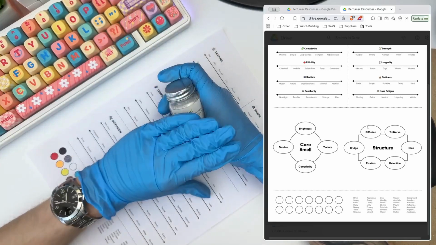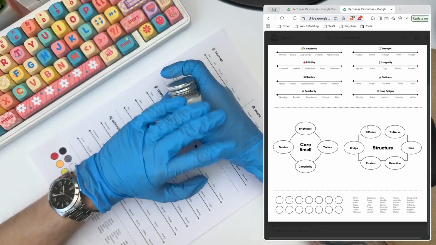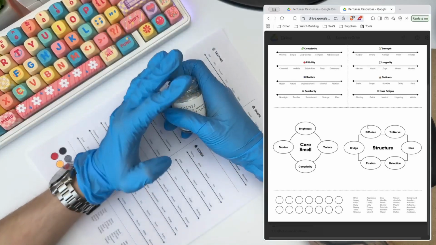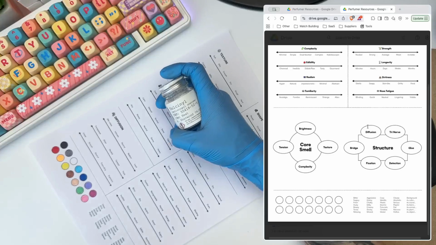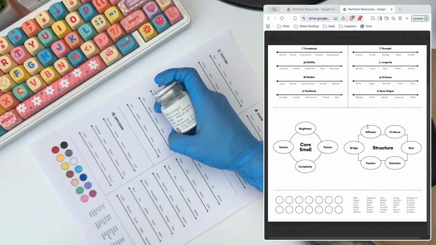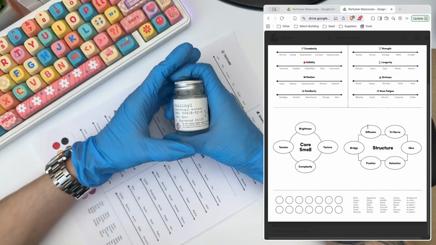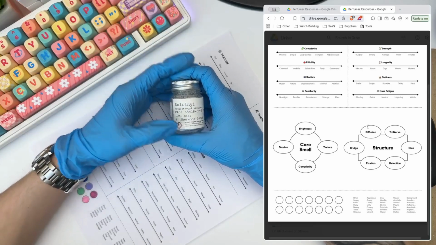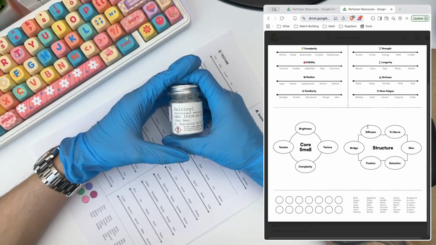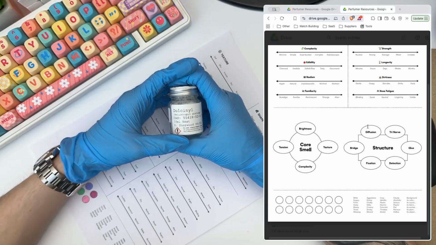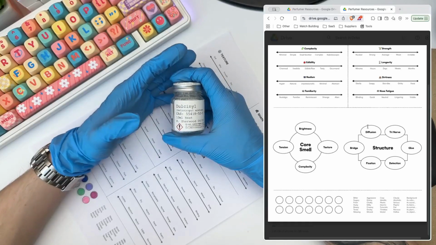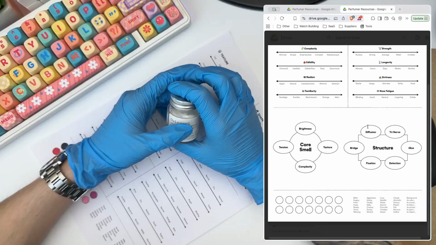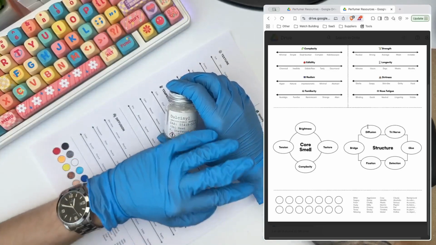And it's important to mention that a material can have multiple of these boxes checked. It's not just one. In fact, I bet most materials have multiple functions, not just one. A material can contribute to the core smell and also the structure. For example, vanillin. It does make the perfume feel sweet, but it is also a fixative material, which means your perfume will last longer. At the very bottom of the page, you can see different circles and some vocabulary.